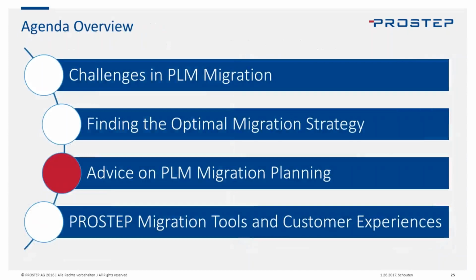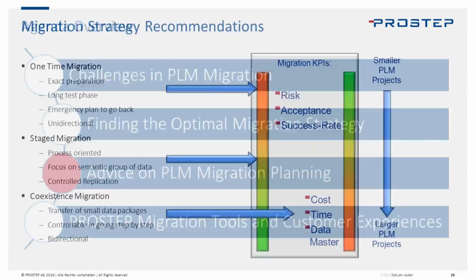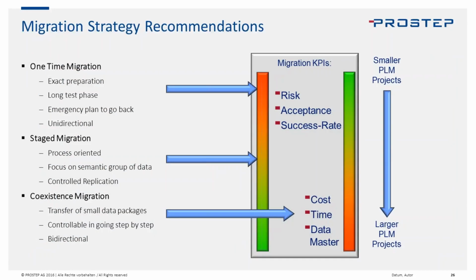Great. All right. So let's talk about a little bit of migration planning advice. And this is really what we were talking about before. This is how you might want to align, and what the KPIs are versus what we would recommend. And if we want to have a one-time migration, typically that has more disaster risks. It has a little bit more acceptance risks. It's easier, right? It's one direction.